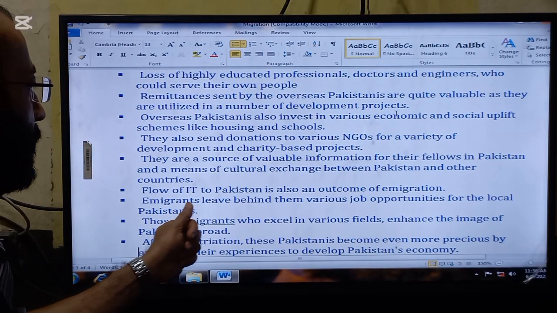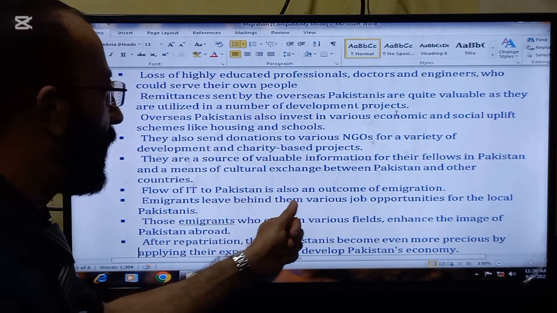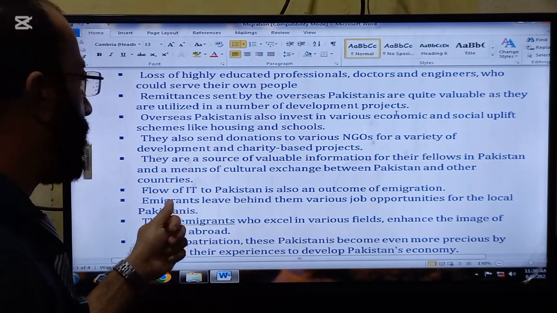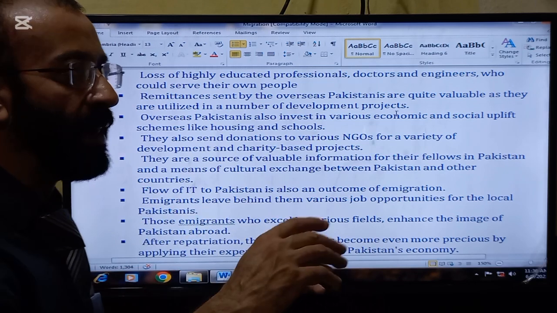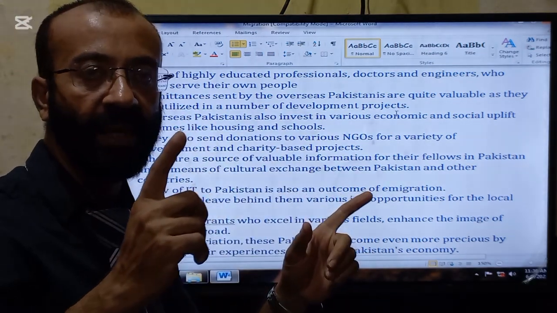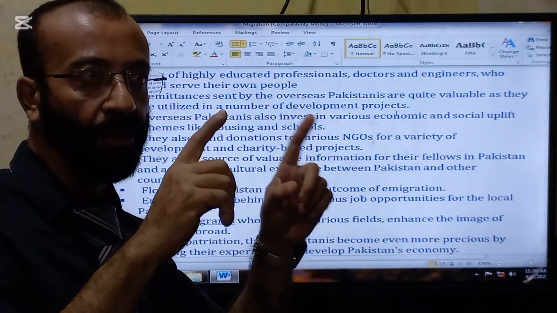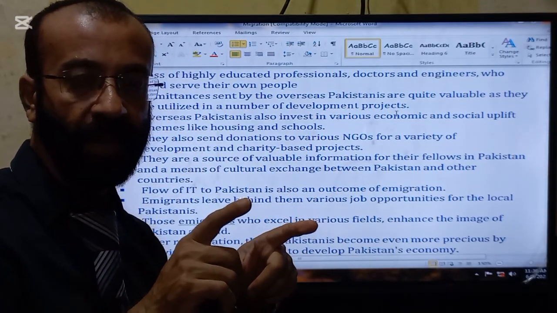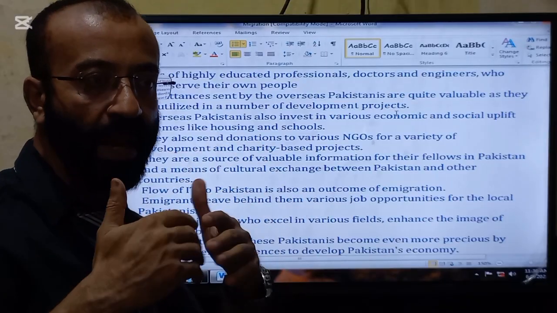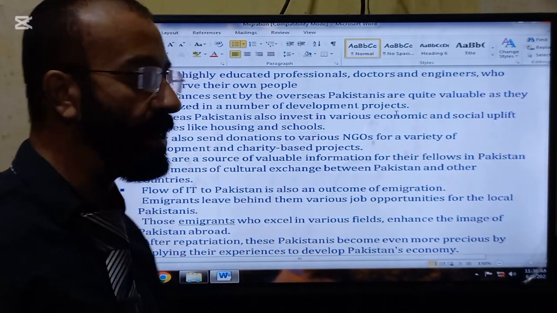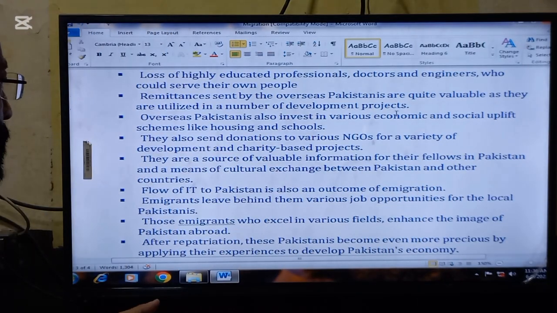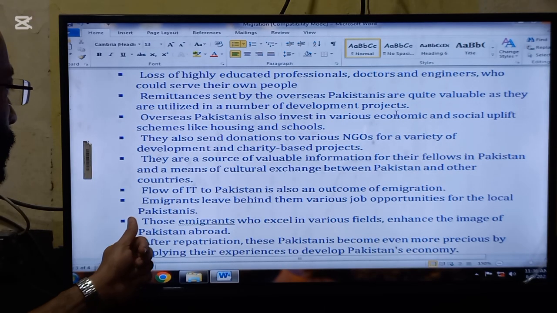Flow of IT to Pakistan is also an outcome of emigration. So this is also a positive effect. When they work there, because these countries are very developed, IT facilities are much more developed. When they go there and learn those facilities, when they come back, they impart their knowledge to fellow Pakistanis. So this is another positive impact.